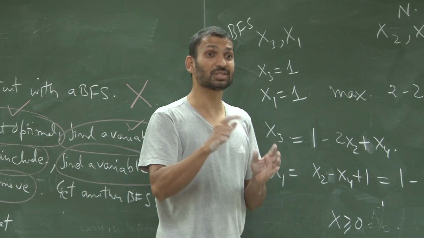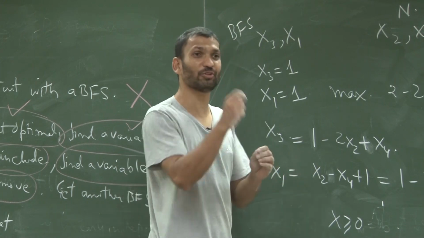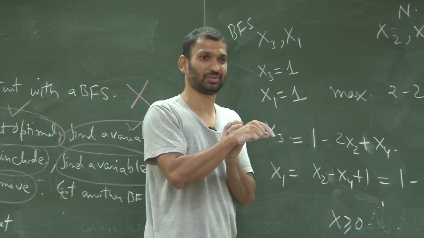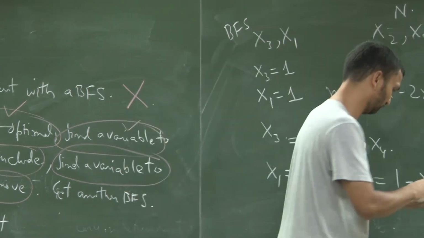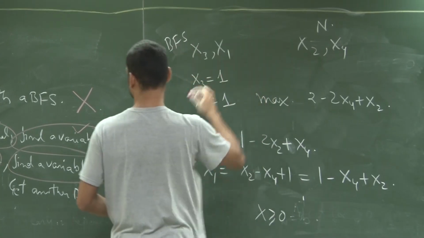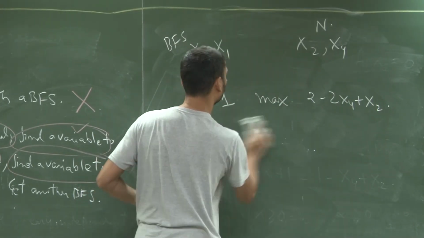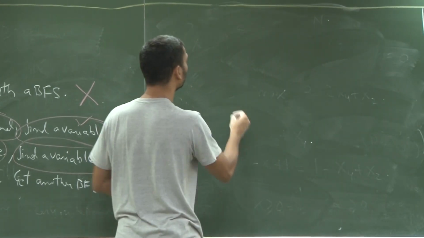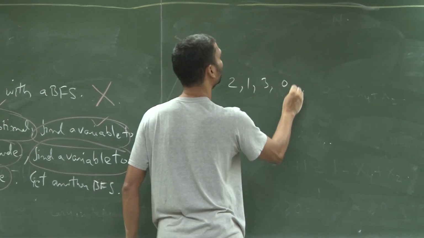Okay, so this is the case when the size of S is actually less than M. So in your BFS there are things which are 0. So let me write it. What will happen in that case is, so you have 2, 1, 3.